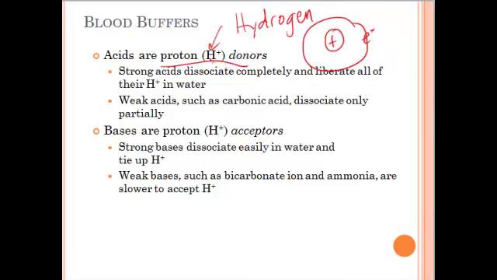But notice that in the case of an H-positive ion, it has no electron, and so it is simply a positively charged proton floating around. So an acid is something that donates H-positive ions. Strong acids are going to totally dissociate, and I'll show you what that means in just a minute, totally dissociate in water into H-positive ions. Weak acids only partially dissociate.